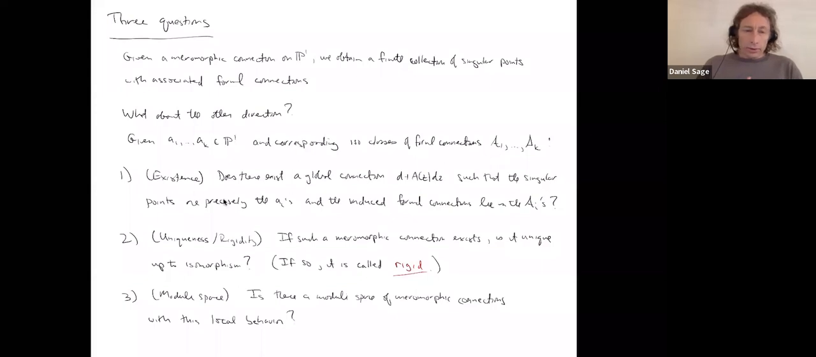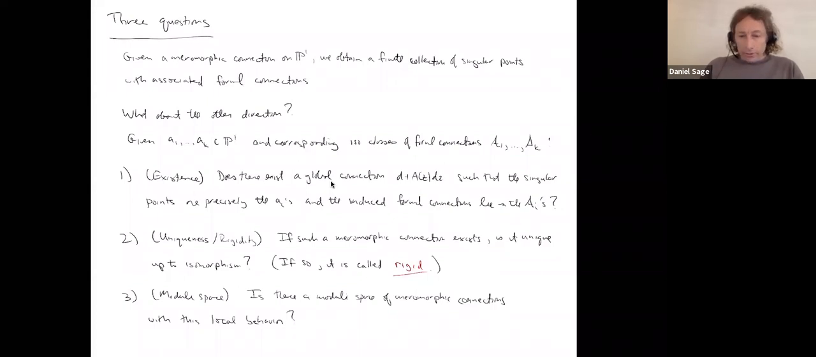And now there's three sort of obvious questions. The first one: does there exist a global connection such that the singular points are precisely the specified points and the induced formal connections lie in these isomorphism classes? The second question is a uniqueness question, which is usually called rigidity in this business. If such a meromorphic connection exists, is it unique up to isomorphism? And if so, it's called rigid.